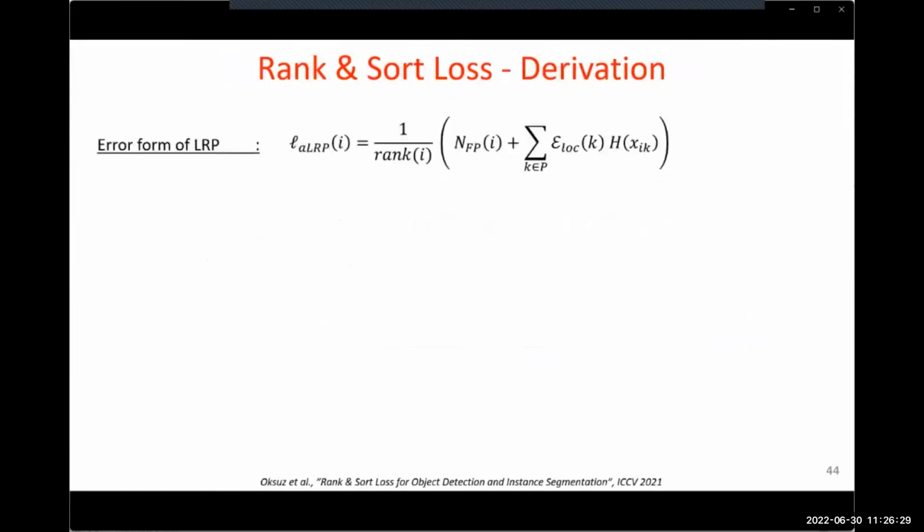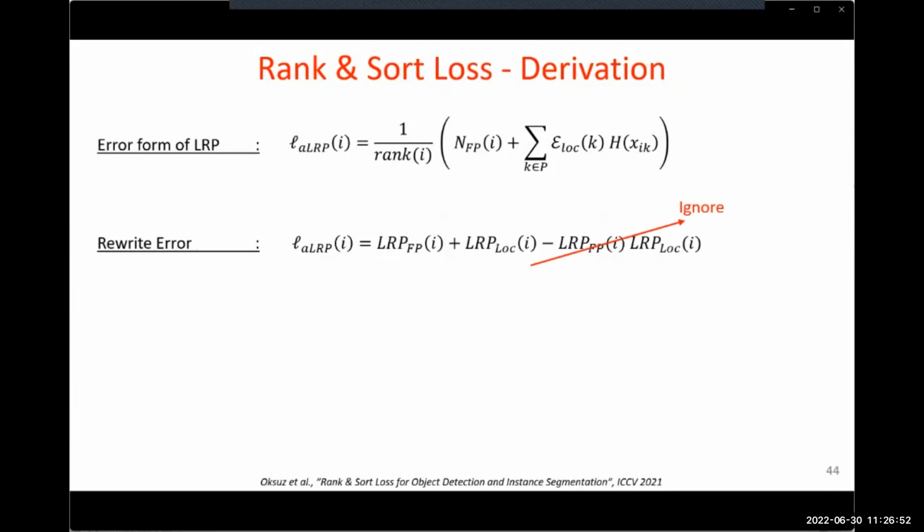This slide presents the relation between RS loss and LRP error. Rewriting the current average LRP error using the components of LRP error presents that the error is based on false positive and localization components of LRP. Since these two components are already optimized by the first two terms, their multiplication can simply be ignored. Note that the ignored term ensures the range of the error to be squeezed into 0 and 1, thereby requiring an epoch-based self-balance mechanism for the instability of an iteration-based self-balance mechanism.